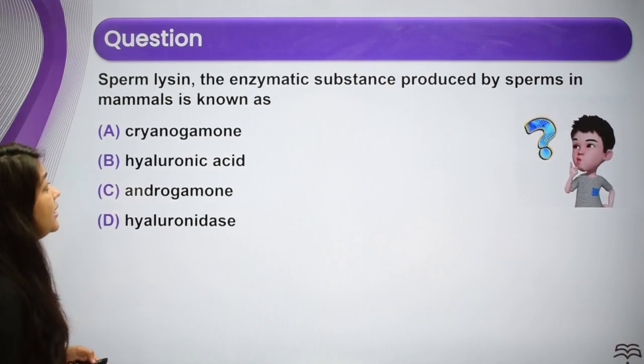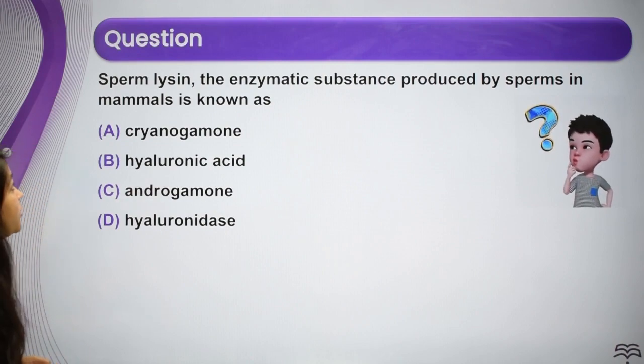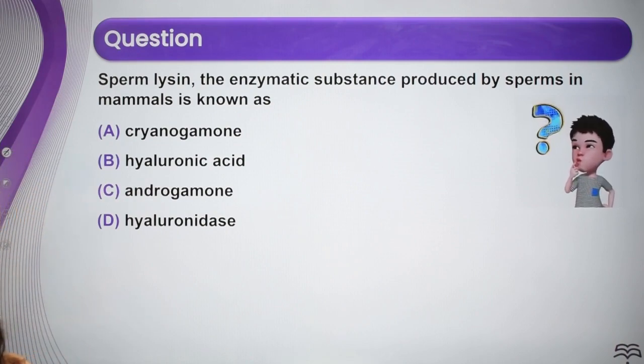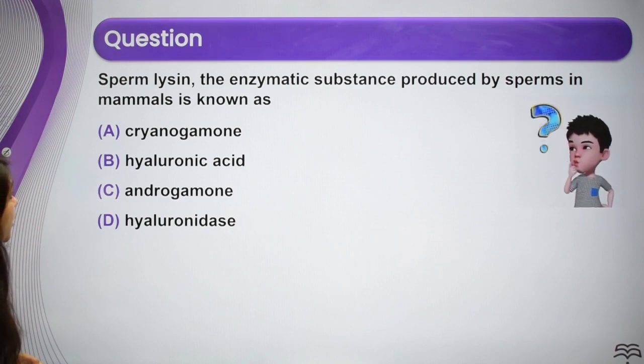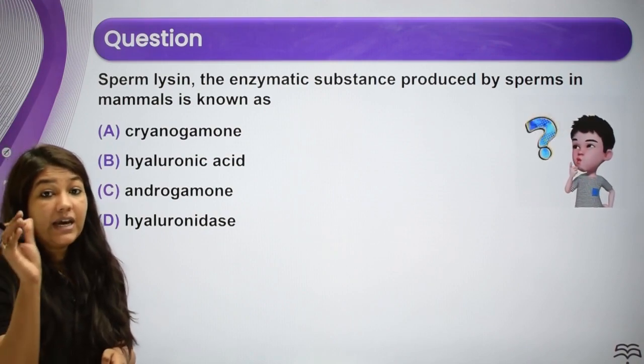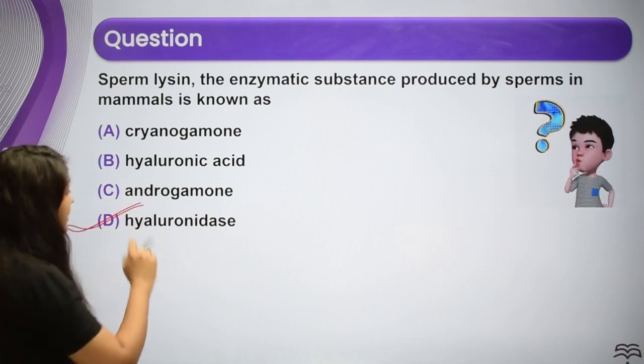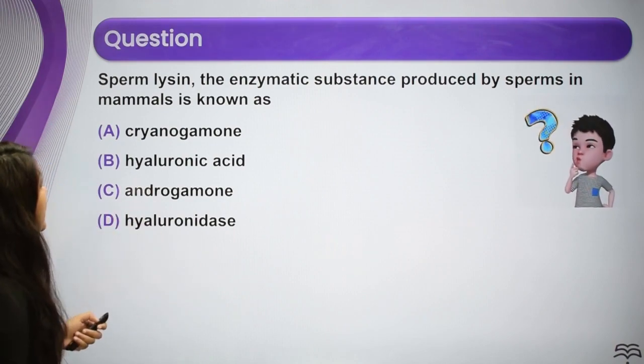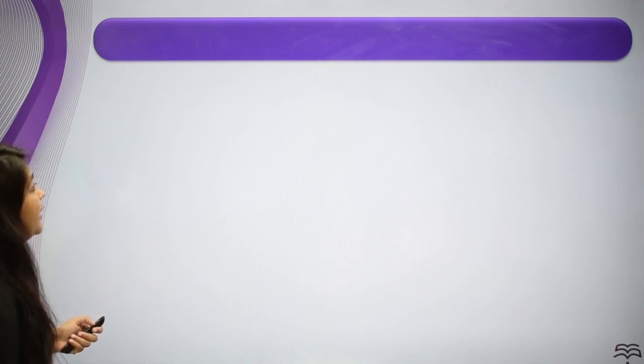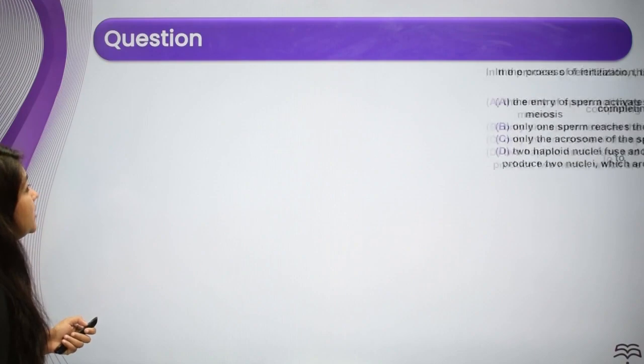Sperm lysins, the enzymatic substances produced by sperms in mammals, is known as, all right, so cryanogamon, hyaluronic acid, androgamon, hyaluronidase, right? So we had heard the name hyaluronidase. What is going to be the answer here? Hyaluronidase is going to be the answer here. All right, now let's talk about the next question.